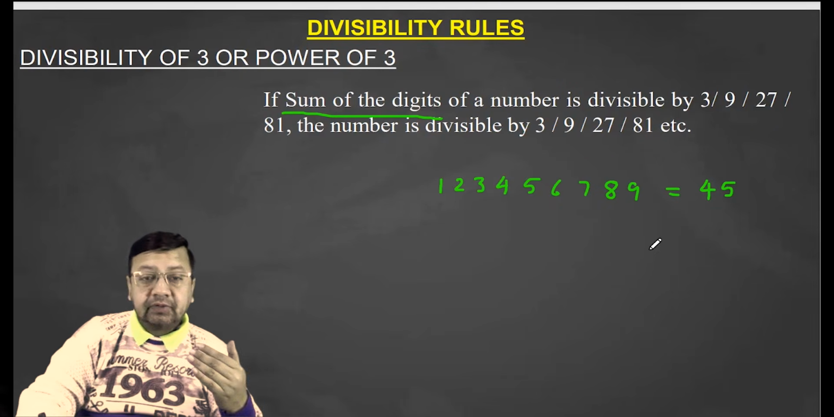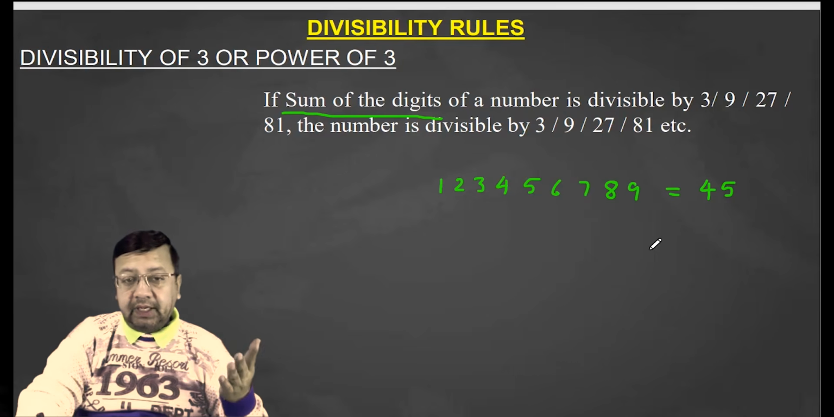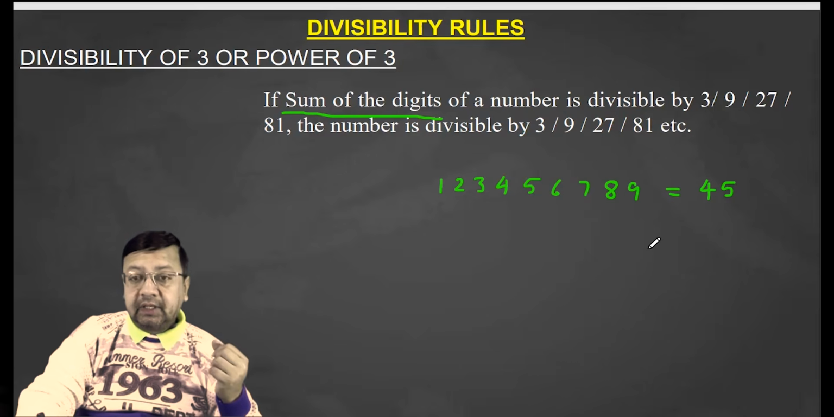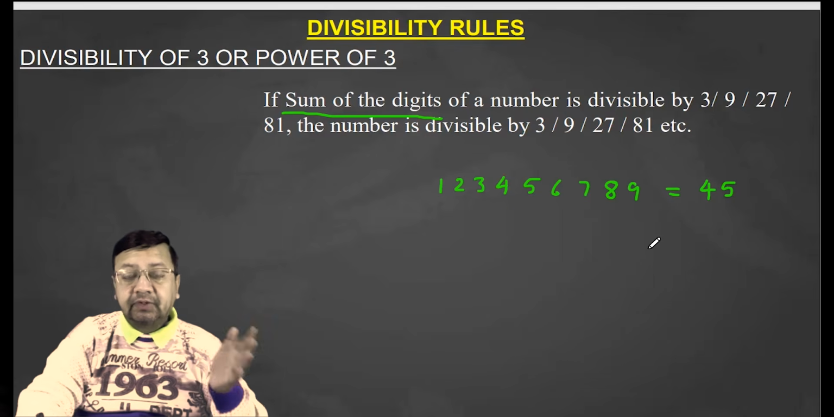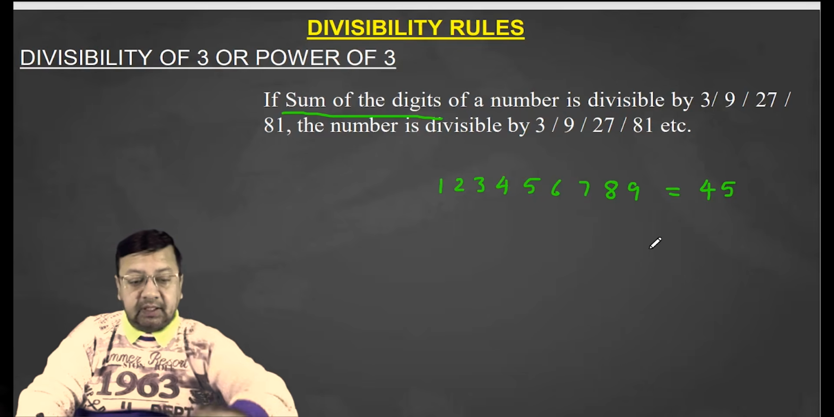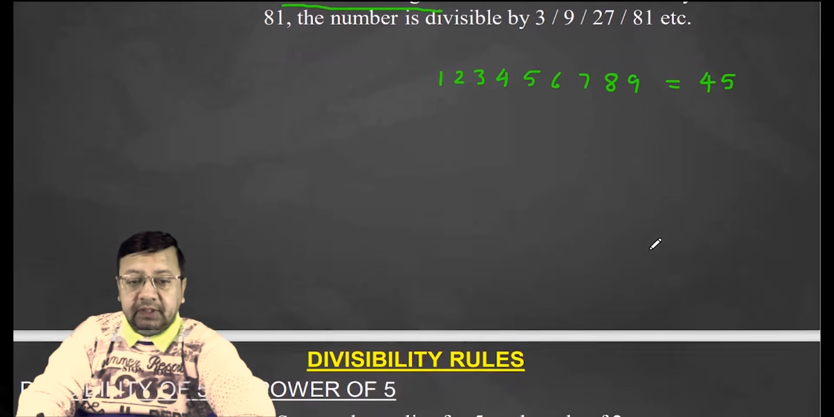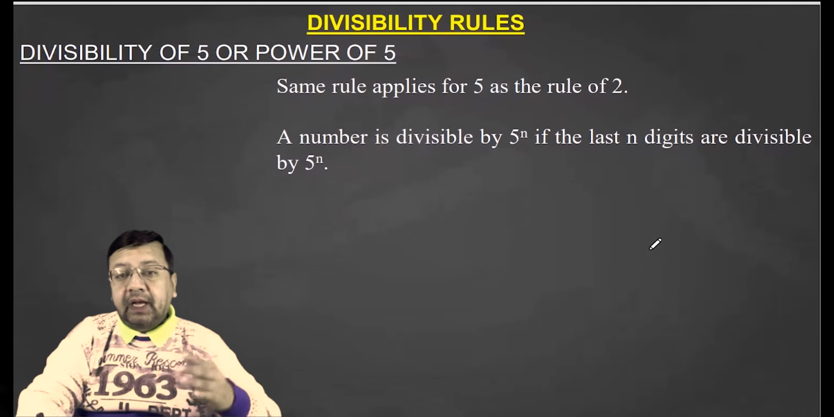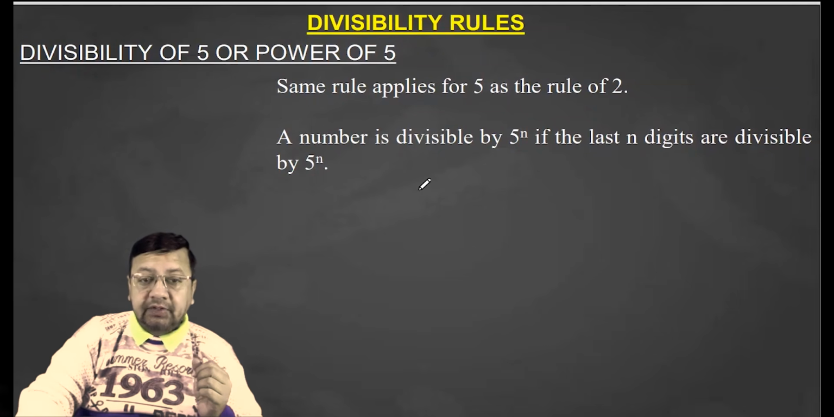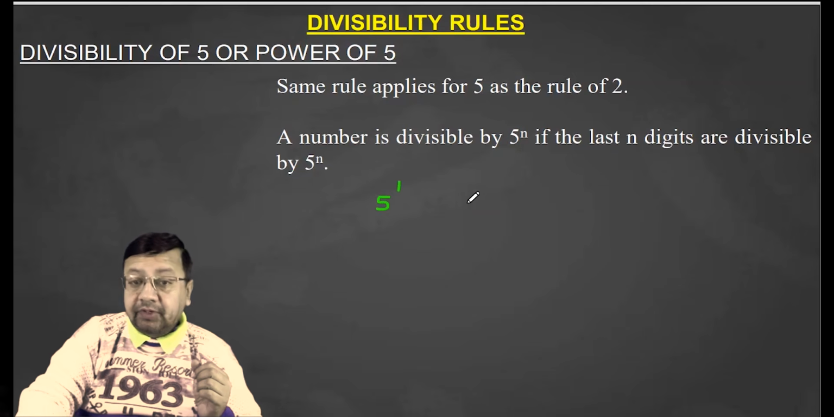Right? So these are the rules for 2, 4, 8, 16, 32, that is, powers of 2. The rule for 3 is the sum of the digits, for 3, 9, 27, 81, 243, etc. Now, coming to the next, that is 5. The rule for 5 is the same as the rule for 2, right? So if I check for 5, what is 5 raised to the power 1? For 25, what is it? 5 squared. For 125, what is there?